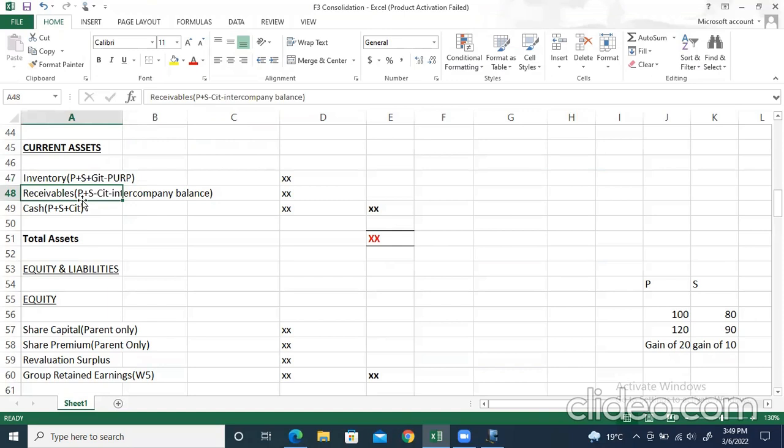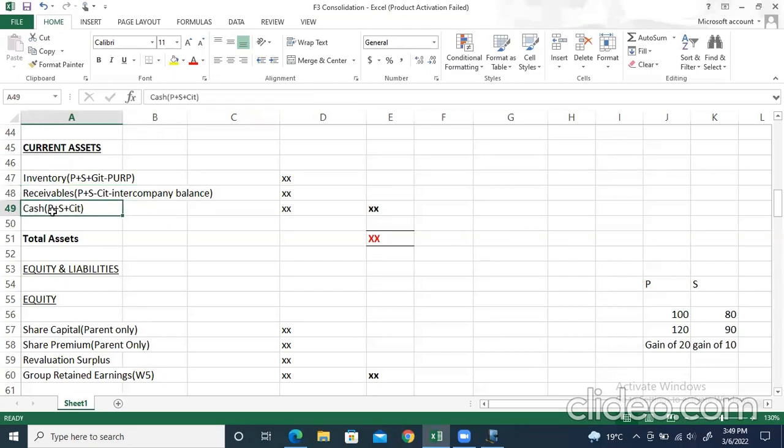Now for the receivables, what we do is parent plus subsidiary. This CIT I've explained already, because in CIT what we do is we assume the cash is received now. And if the cash is received, the double entry that we make is debit cash, credit receivable. So in theory, we are finishing the receivables, and the intercompany balance is minused over here.